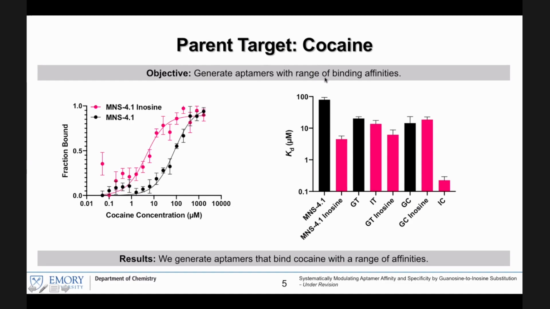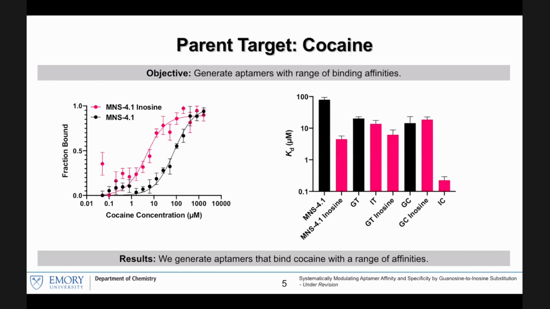So again, MNS 4.1 was the parent aptamer. This is the original aptamer. It has the lowest affinity for cocaine versus all of our enzyme binding aptamers. And we do get a range of about 80 micromolar to about 230 nanomolar. So we were really excited to see such a drastic change because, again, in literature, we were only seeing a change of like 2 or 3.